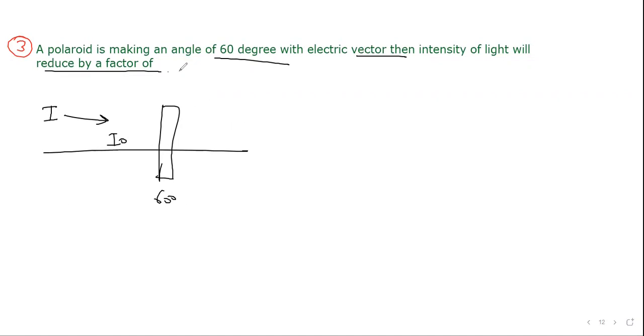And it's polarized light already. So what is the intensity here? I naught cos square 60. This will be your answer, right? I naught, and cos 60 means 1 by 2, and squared it becomes 1 by 4. So I naught by 4 is the light passing through the system.